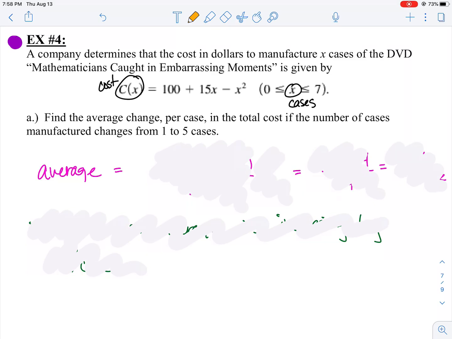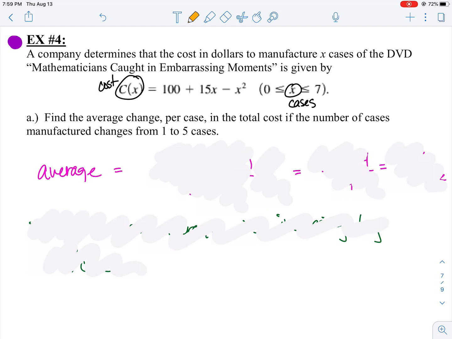Let's do another example with average rate of change and instantaneous rate of change. Here's number 4. A company determines that the cost in dollars to manufacture X cases of the DVD Mathematicians Caught in Embarrassing Moments is given by this equation, where X is the number of cases, so from 0 to 7 cases, and C of X is the cost to manufacture these cases, right?